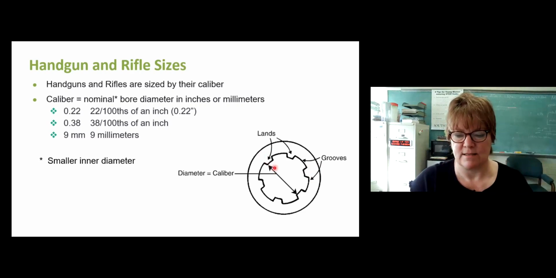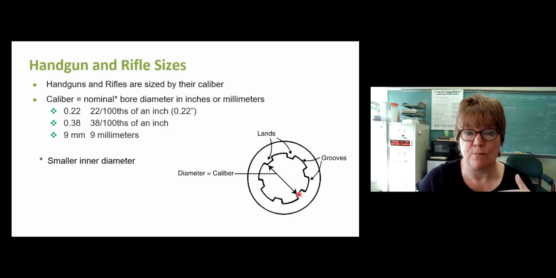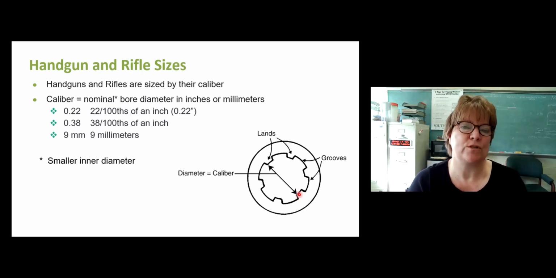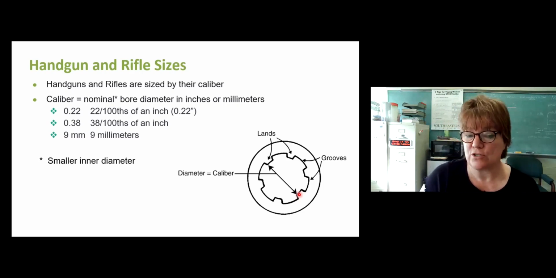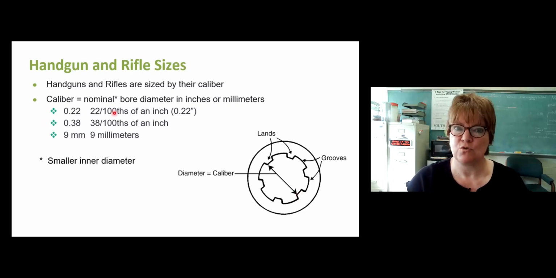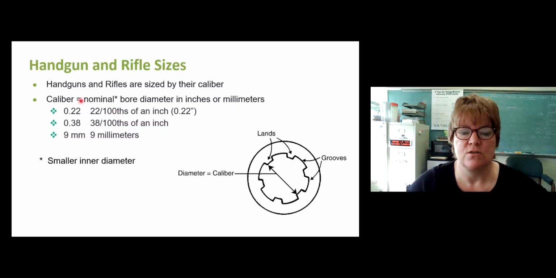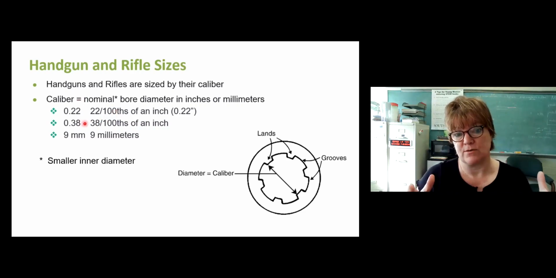So when we say the bore, we're talking about this distance here, from the smallest distance on the inner parts of it. When we say a 22 or a .22, that's 0.22 inches. So when we say a 22, it means 22 hundredths of an inch is the size of it. Notice as we go up in number, the bore is a bigger size.